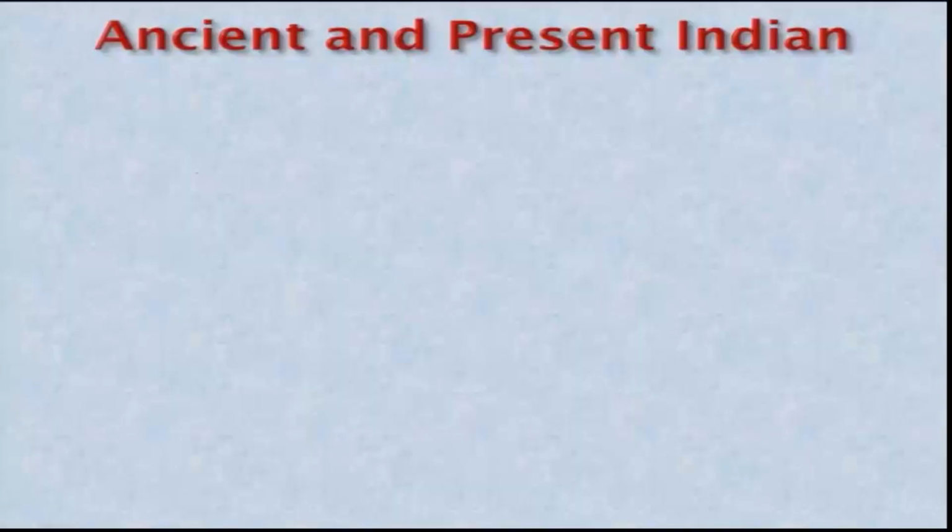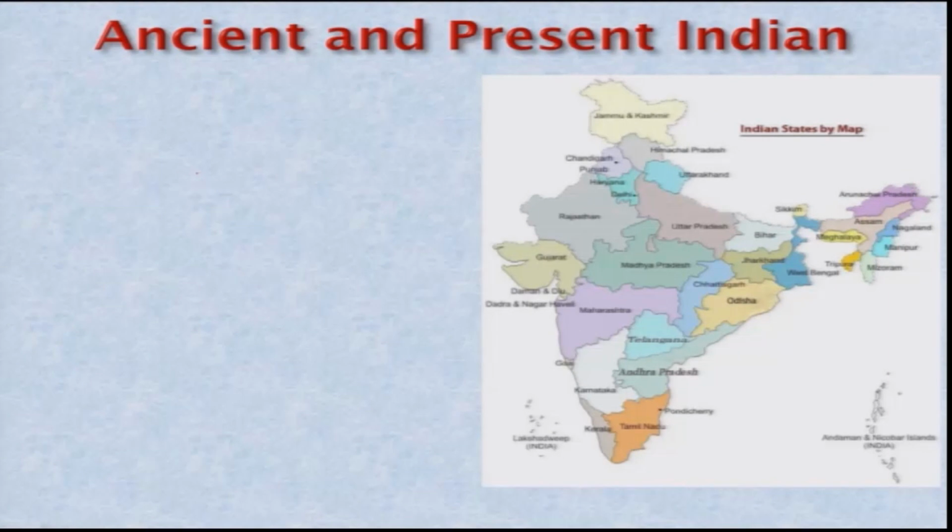Let us look at the difference between ancient and present India geographically. India has 29 states and 7 union territories. Unfortunately, some of the states are in the process of bifurcation, so there may be more states to come. And this is the map which I have shown.